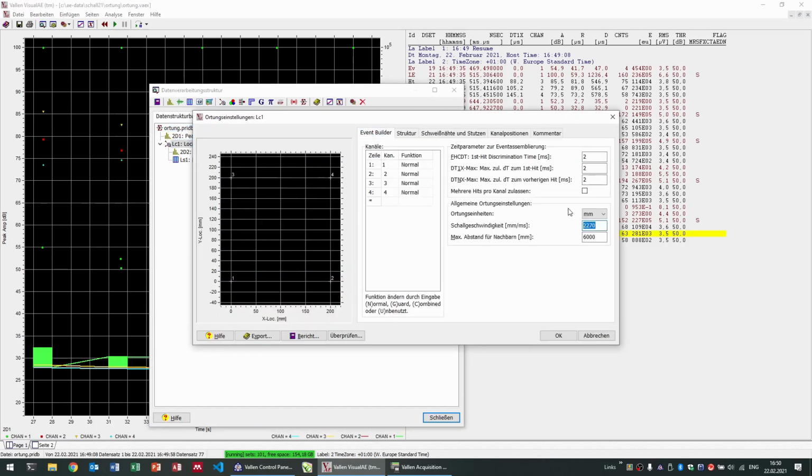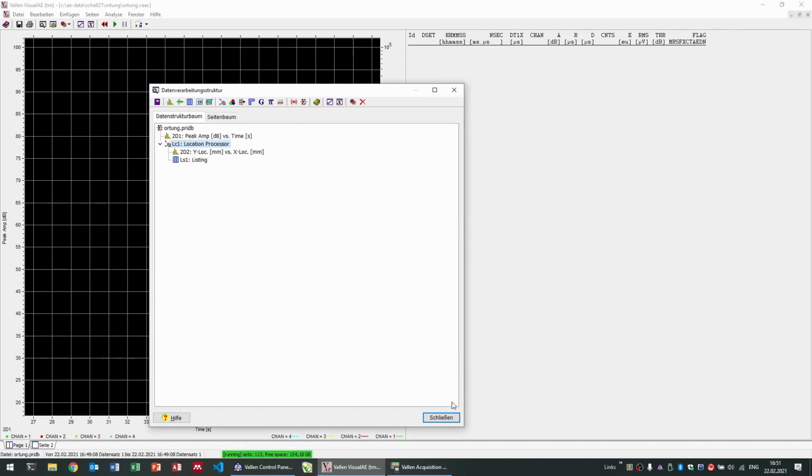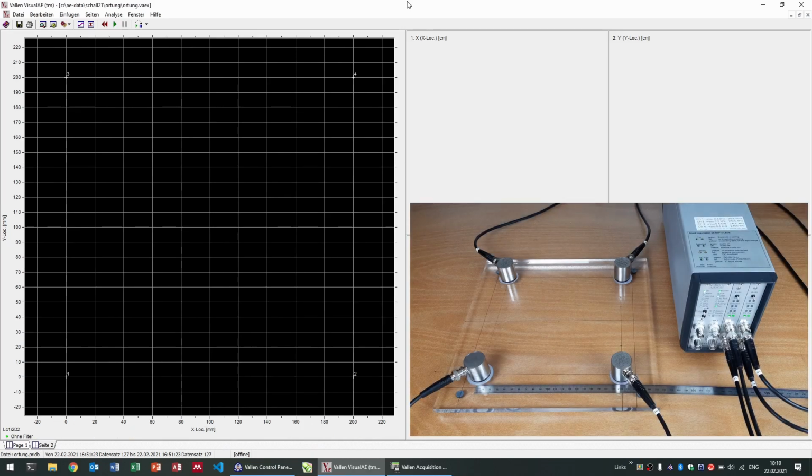The determined sound propagation speed, as well as the sensor positions, are then entered into the localization processor. Afterwards, pencil lead breaks are carried out again to test the localization performance.